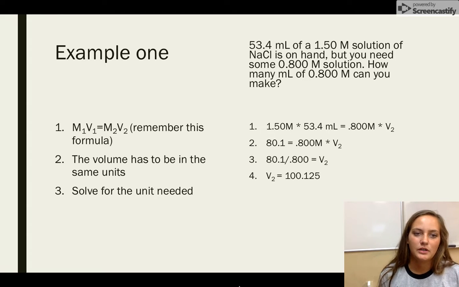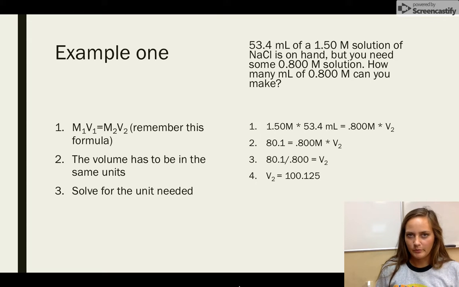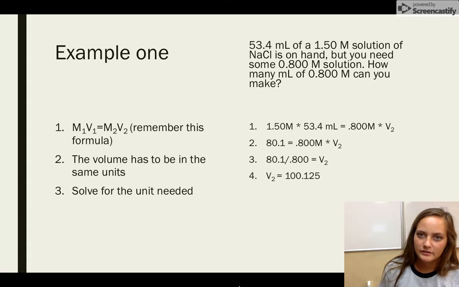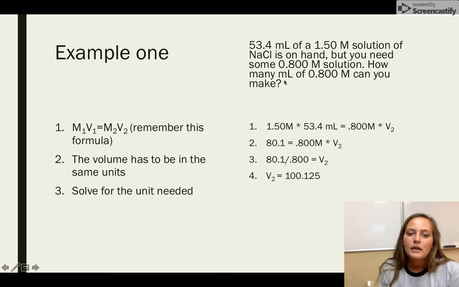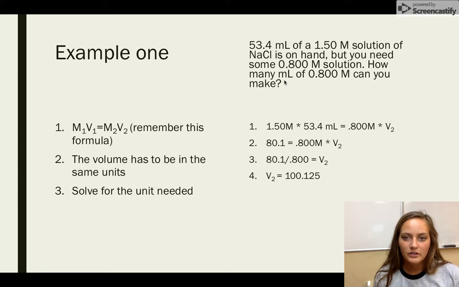This is one example. So, first step, and something that you need to remember, is the formula to do this. So, it's M1 times V1 equals M2 times V2. And this is important. You need to remember this formula to be able to do the equation. And the volume has to be in the same unit. So, it doesn't really matter if it's in liters or milliliters, but if this number is in milliliters, then this number also needs to be in milliliters. And then step 3, you just solve for the unit that you need.